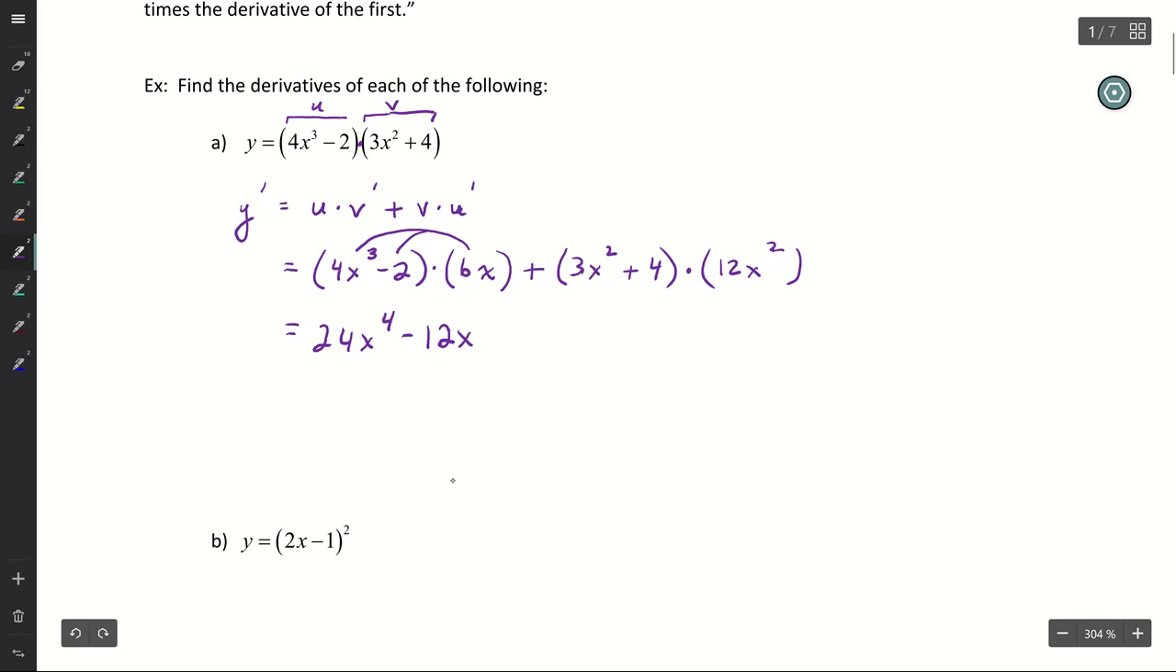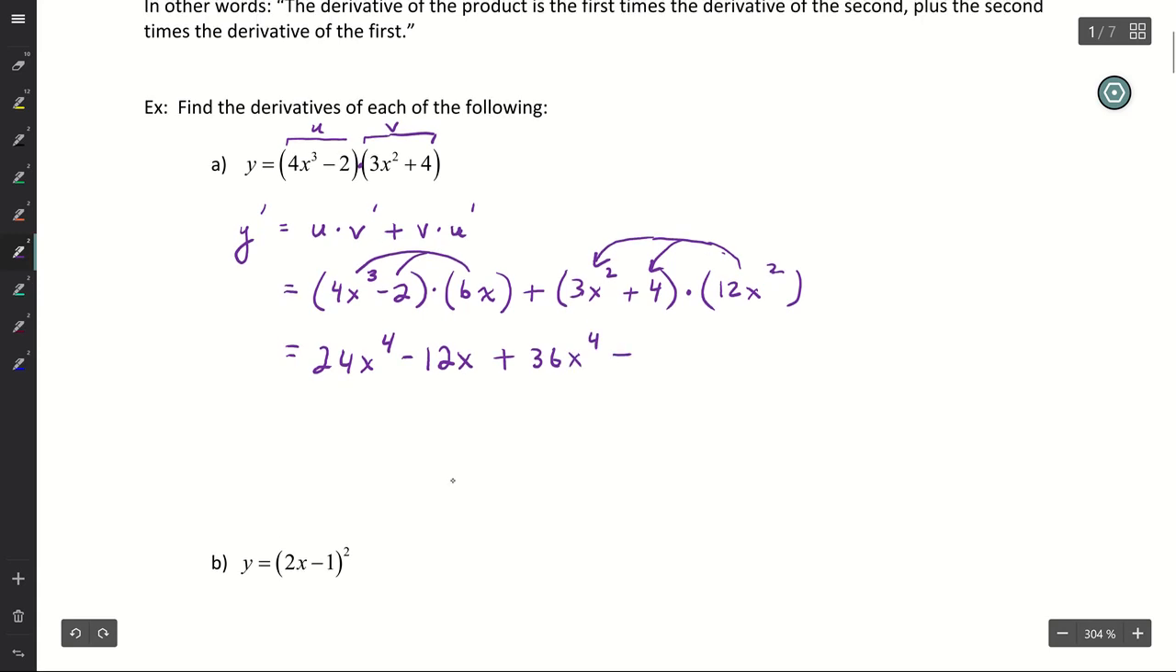But be careful there. Notice that's positive, so that's not going to influence anything, so we are safe just to distribute this 12x squared through. So we'd have 12 times 3, 36. And then the x squared times the other x squared would be x to the fourth. And then 12 times 4, 48. And then that would be an x squared.